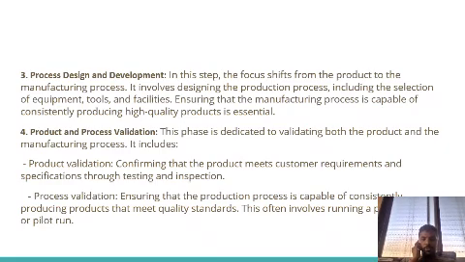Product and process validation. This phase is dedicated to validating both the product and the manufacturing process. Product validation: confirming that the product meets customer requirements and specifications through testing and inspections. Process validation: ensuring that the production process is capable of consistently producing products that meet quality standards. In process validation, we have to ensure that the product coming out of the manufacturing unit will meet the quality standards, tolerances, and other parameters mentioned in the design parameters.